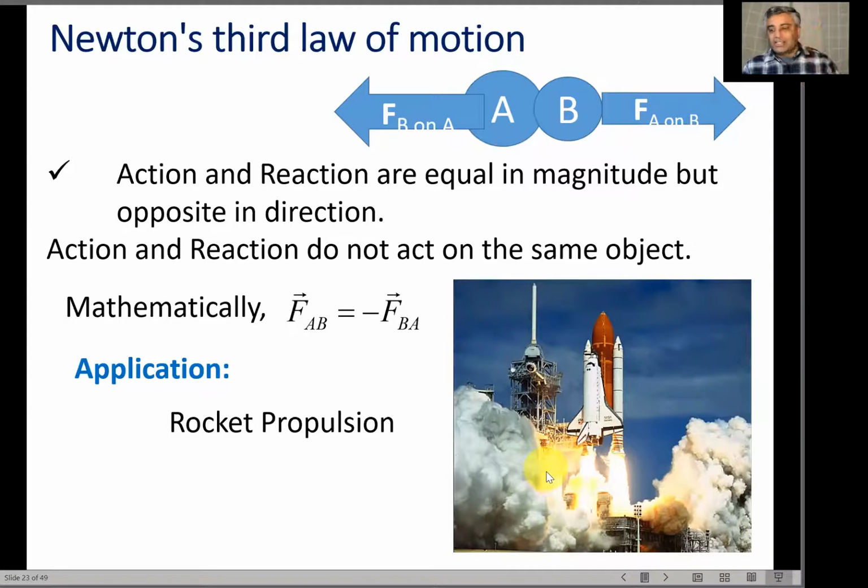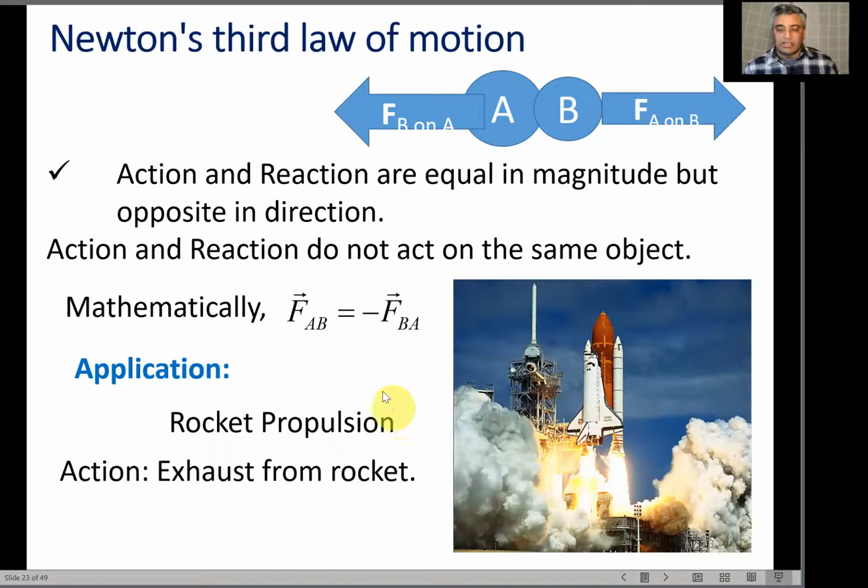So for that, a large reaction is needed. Where is that reaction coming from? The action, the thrust, comes out from that. So to get a lot of smoke out, you need to burn a lot of fuel to lift up. That's why it becomes a thick cloud of smoke in a rocket launch.